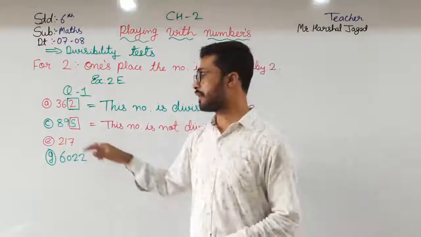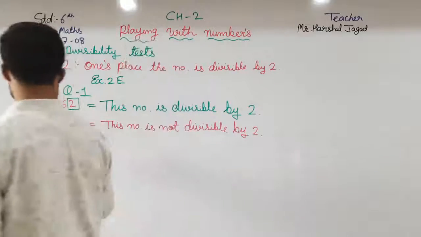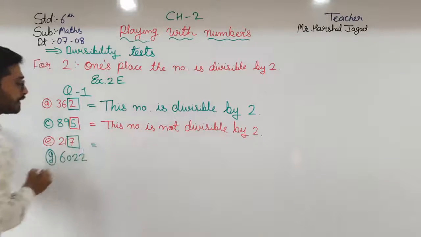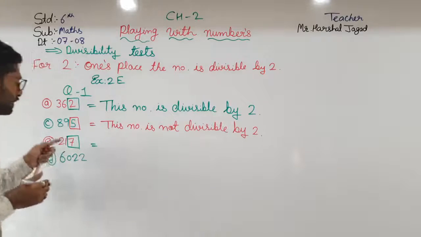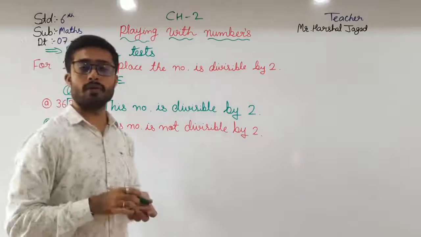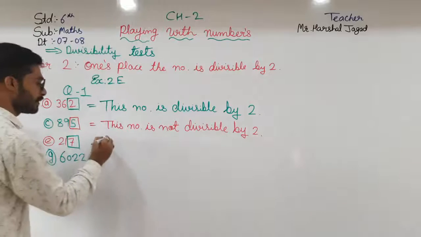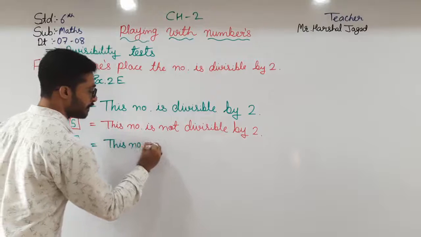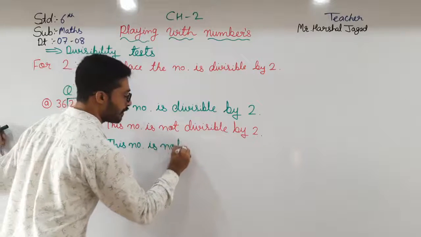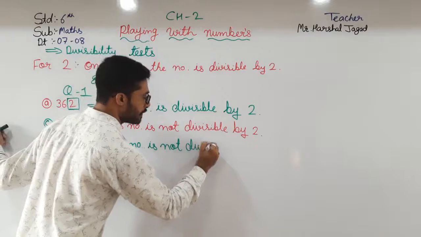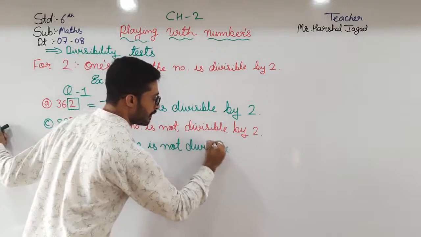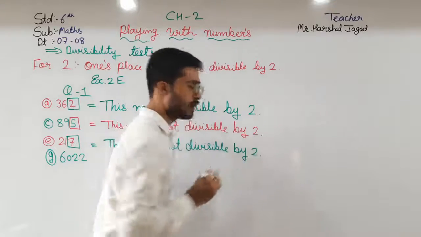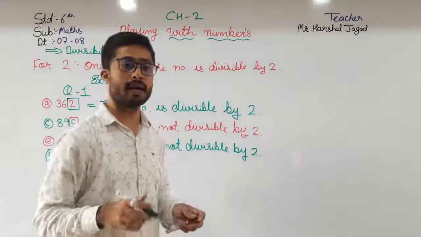Now next, that is 217. Here the ones place is 7. You can see, is 7 divisible by 2 or not? No, 7 is not divisible by 2. So this number is not divisible by 2.